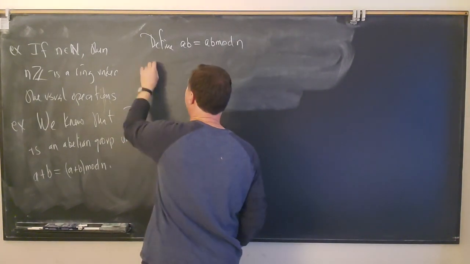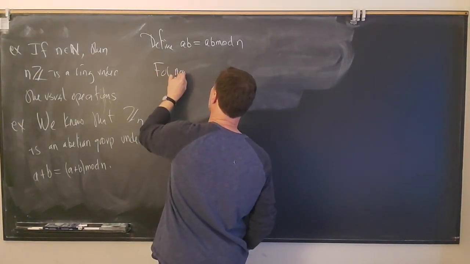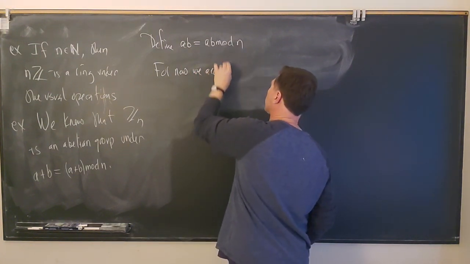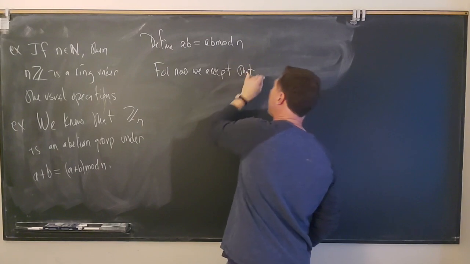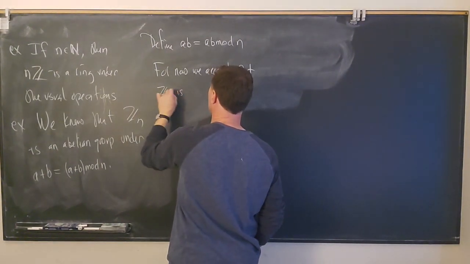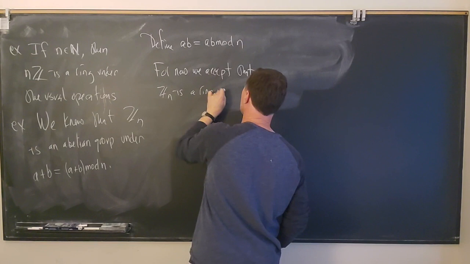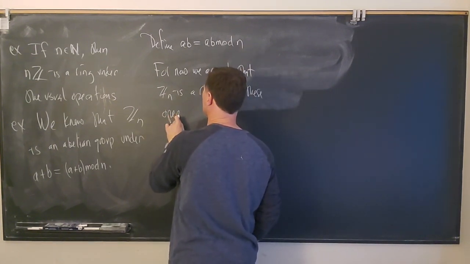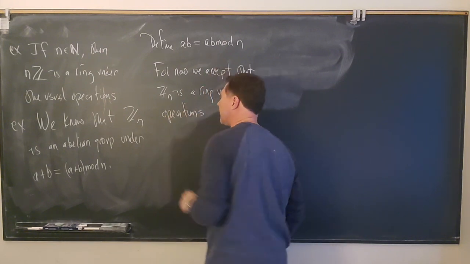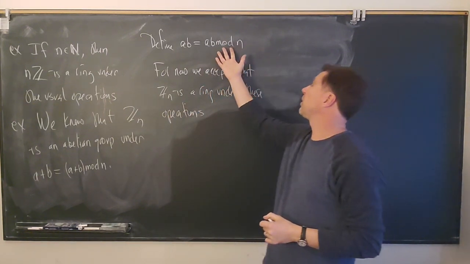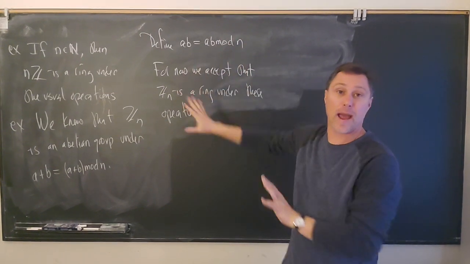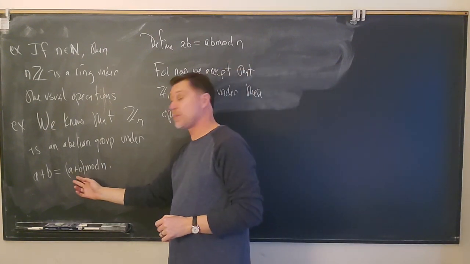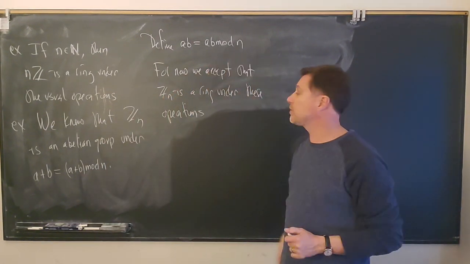So for now, we accept that Zn is a ring under these operations. It's a little bit tedious to check the distributive properties when you're dealing with mod n. So we'll prove this later on. For now, we're just going to accept that this actually is a ring, where we do addition a plus b mod n and multiplication a times b mod n.